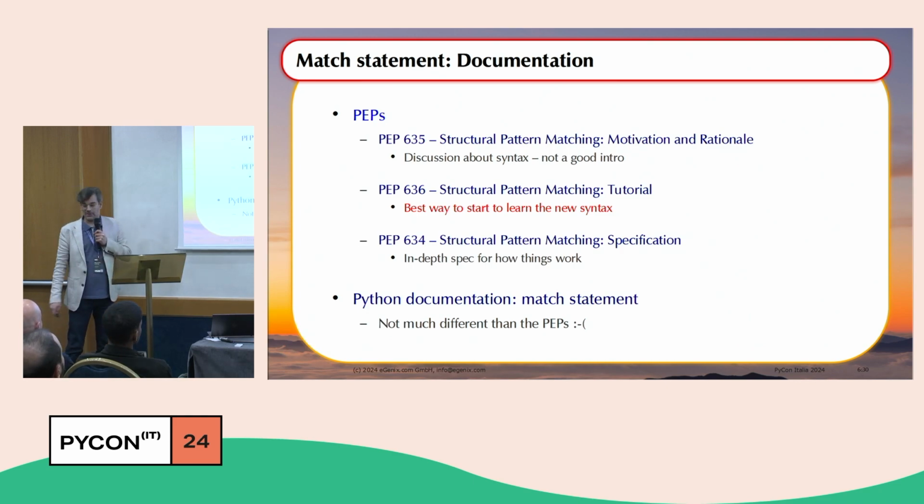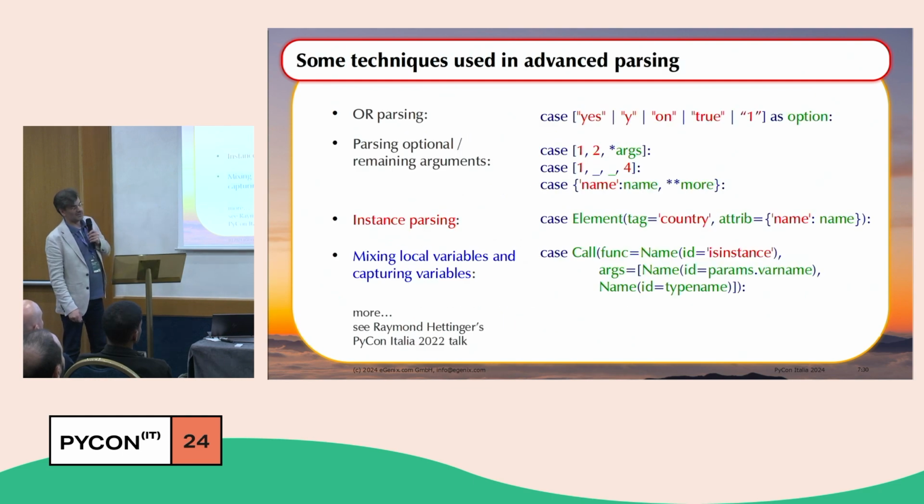And the Python documentation on these things is not very helpful either, because it doesn't give more context than those PEPs. So it would be nice to get a bit more information, a bit more documentation about these things, and maybe a few tutorials as well. If you go on the net and you try to figure out what the match statement is all about, you get lots and lots of examples, but only very basic ones.